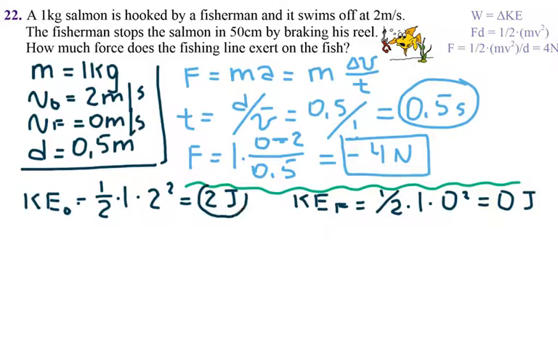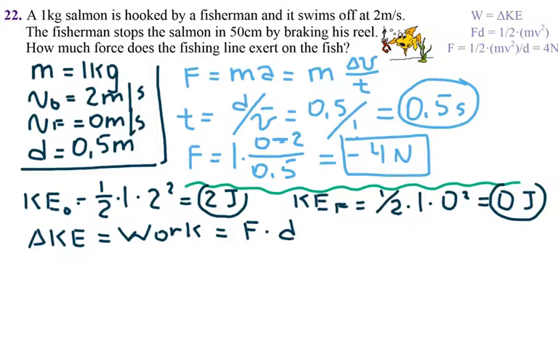So I have the initial and the final kinetic energy. The change of the kinetic energy, the change of any energy, is equal to work. So whether it is kinetic or potential energy that is changing, it's still equal to work. The formula for the work is force times the distance. So the final kinetic energy, 0, minus the initial is equal to the work.